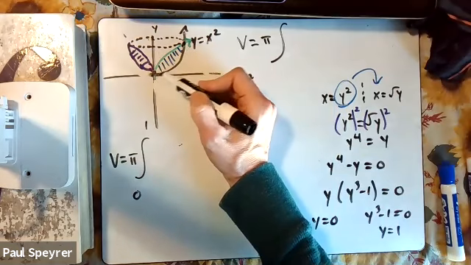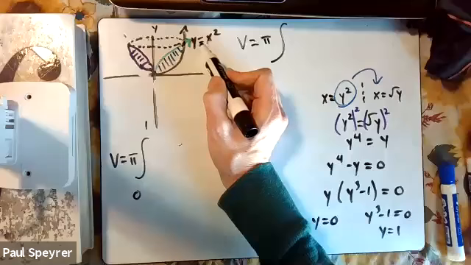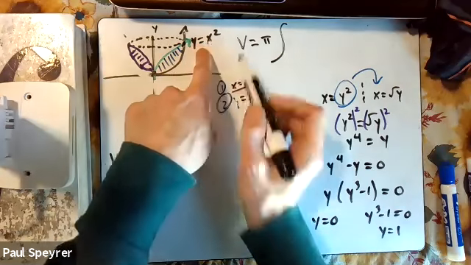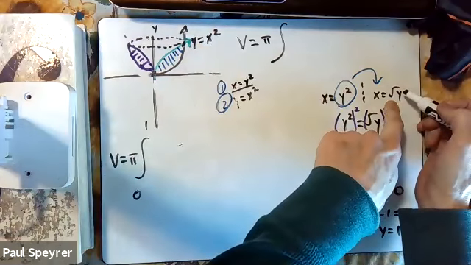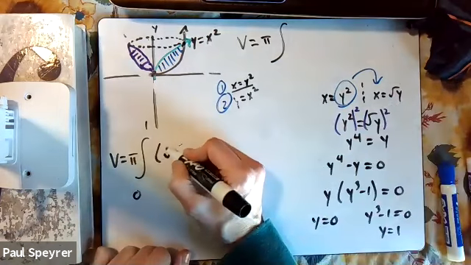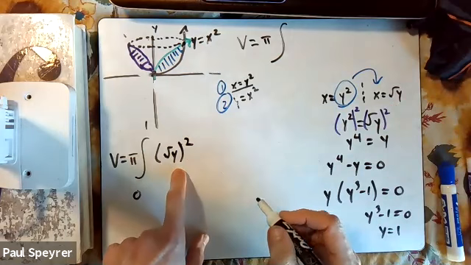Now, what is that right there? That is y equals x squared, right? But be careful though, because this integral is in terms of y. So you can't use y equals x squared. You got to use square root of y. So it's going to be the square root of y squared. That's your rightmost curve right here.